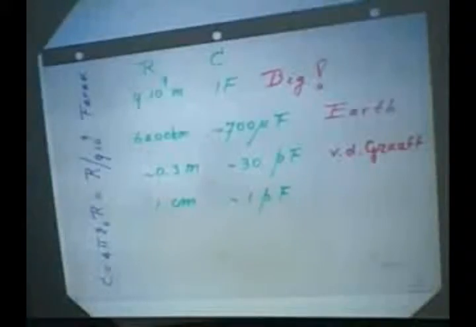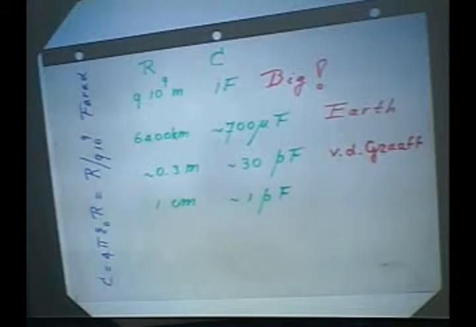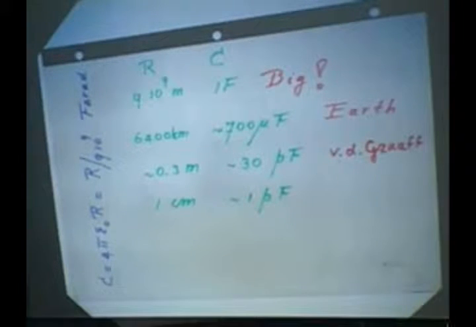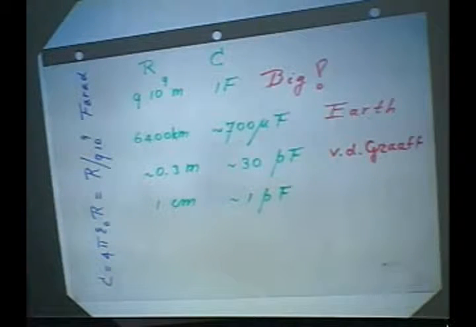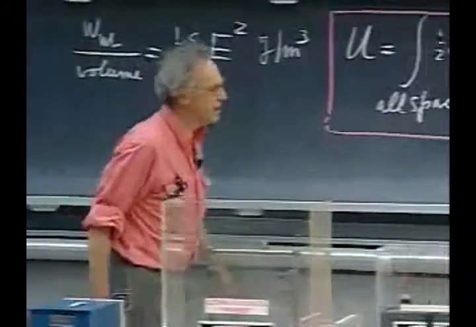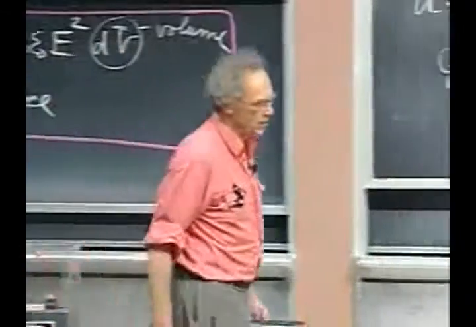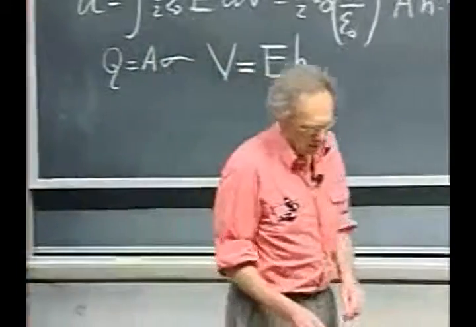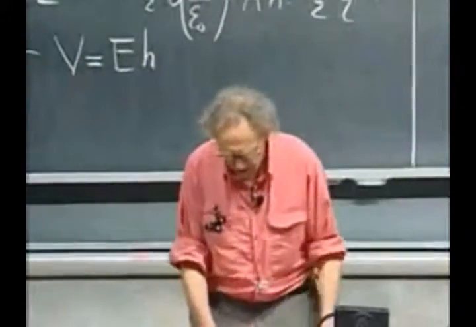The Earth itself, with a radius of 6,400 kilometers, would have 700 microfarad. The Van de Graaff, 30 centimeters radius, would be 30 picofarad. The pico is 10 to the minus 12. And if you take a sphere with a radius of 1 centimeter, then you have roughly 1 picofarad, 10 to the minus 12 farad. So this gives you a rough idea about the size of objects and how they connect to their capacitance.